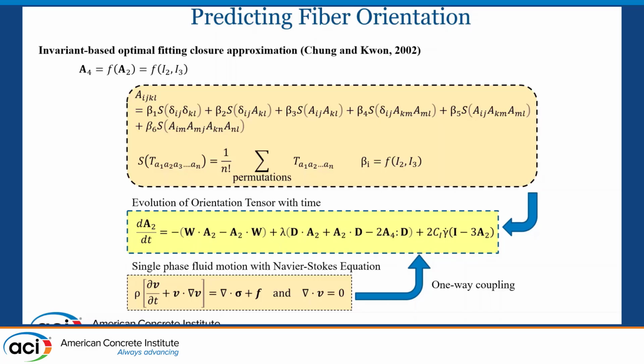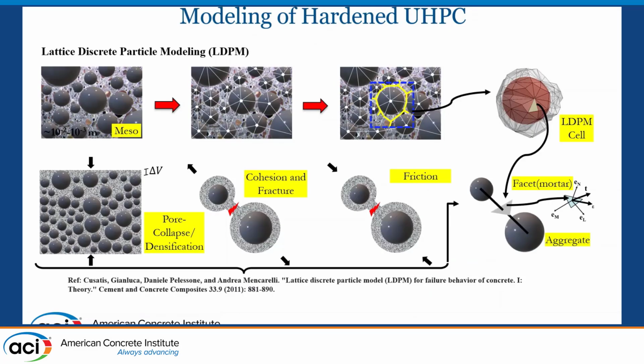So once this is done, we can feed this fiber orientation data to a solid mechanics model. We will be using it as a calibration variable so that I can generate random seeds of fiber in a computational domain of solid mechanics. For solid mechanics, I use the lattice discrete particle model, which is a mesoscale model that captures concrete mechanics at mesoscale, particularly at the coarse aggregate scale. It captures different fracture phenomena like pore collapse and densification, cohesion and fracture, and friction.